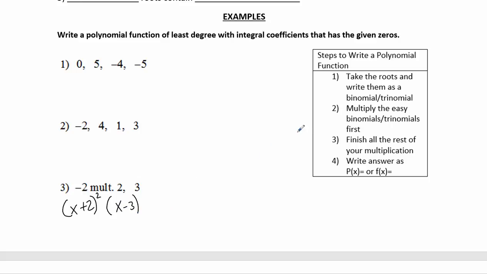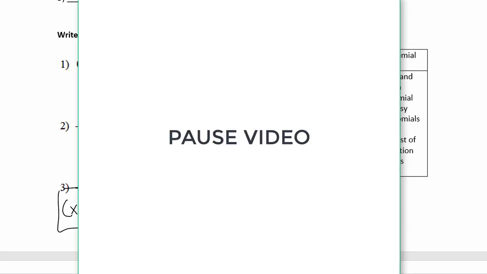Okay, so then the second step says multiply the easy ones. Well, guess what? This is an easy one. If you can't do that in your head, again, you can do a box or FOIL or distribute. But that should be easily done in your head. That's x squared plus 4x plus 4. Okay, that's now become a trinomial times x minus 3 as our binomial. And I'm going to multiply it out. I'm not going to do the box. I'm just going to write the answer down. But take your time to multiply that out and see if your answer matches mine.